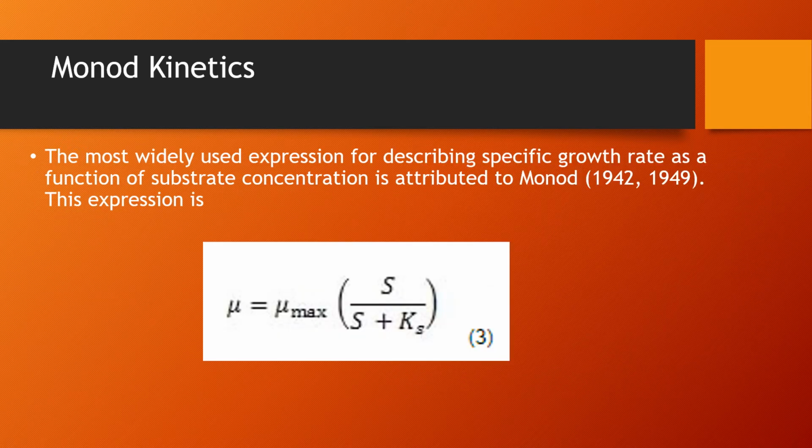The most widely used expression for describing specific growth rate as a function of substrate concentration is attributed to Monod. This expression is mu equals mu max S by S plus Ks. This equation is similar to the Michaelis-Menten equation. If you remember, in enzyme kinetics, the Michaelis-Menten equation is also the same as this equation. So this is called the Monod equation. Here mu is equal to mu max multiplied with substrate concentration divided by S plus Ks.